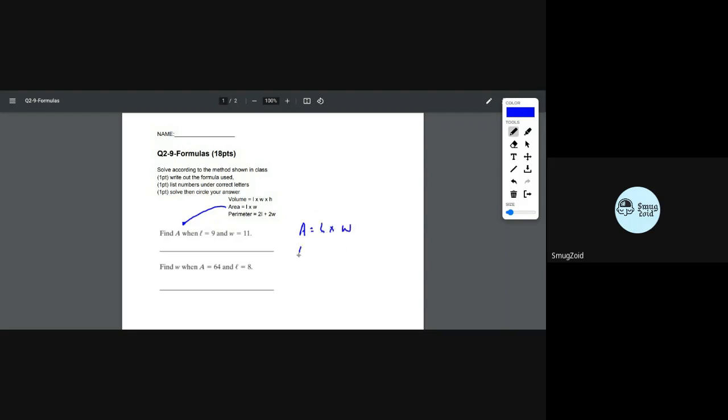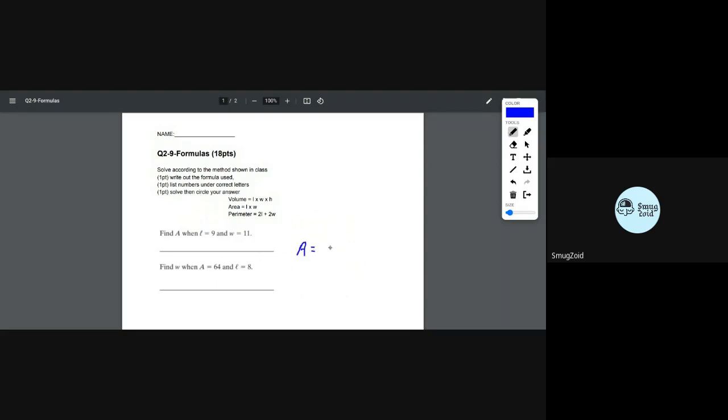It gives me L, so area equals L, which is 9, times the W, which is 11. So my area equals 99. I don't have units, so I can say units squared. Let's take a look at this next one. This one says A equals 64.